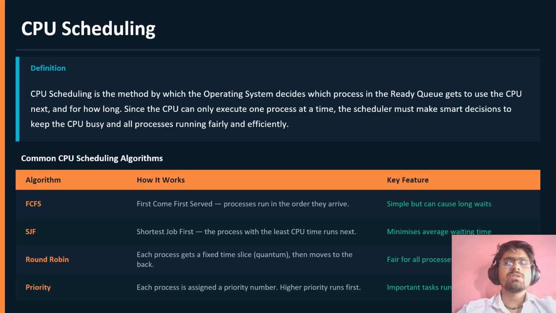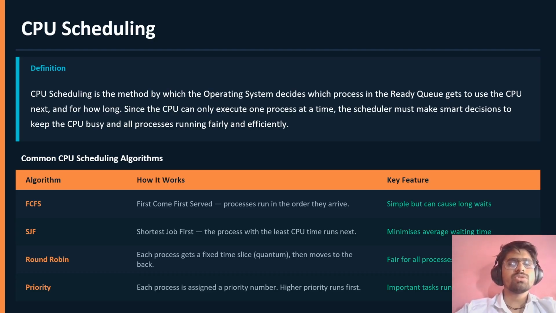CPU scheduling is the method by which the operating system decides which process in the ready queue gets to use the CPU next and for how long. Since the CPU can only execute one process at a time, the scheduler must make a smart decision to keep the CPU busy and all processes running fairly and efficiently.